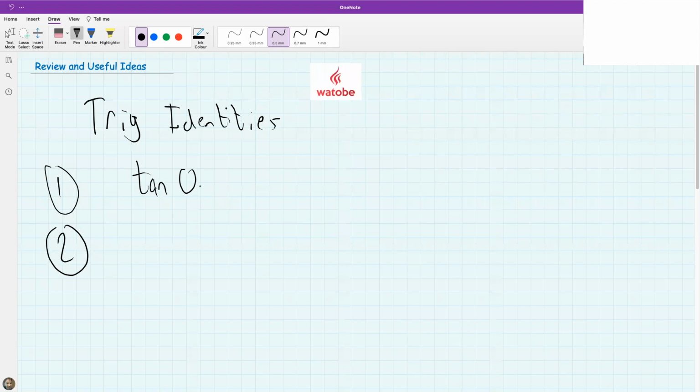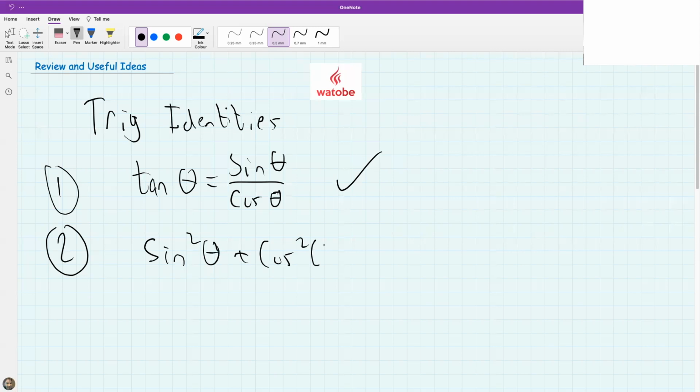Okay. So the quotient identity is the fact that tan of theta is the same as sine of theta over cos of theta, or you could say tan of x is sine of x over cos of x. So that's great. And then what's the square identity? It is sine squared x plus cos squared x equals 1. Yes. Fantastic. We're off to a great start. So those are two major ideas.